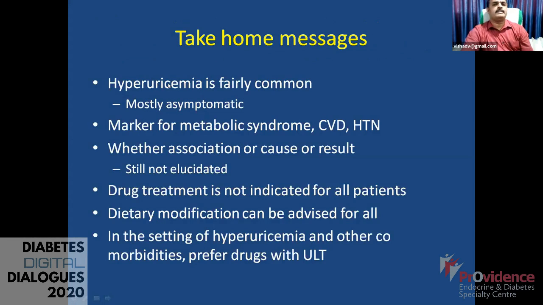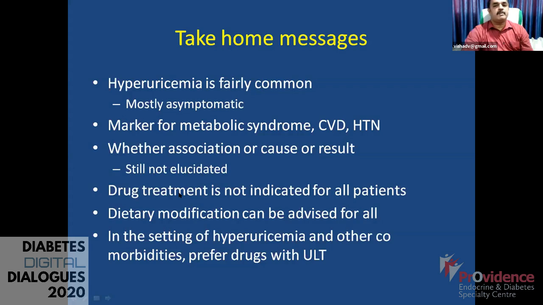So coming to the take-home messages, hyperuricemia is a fairly common complaint. It's mostly asymptomatic. And hyperuricemia is a marker for metabolic syndrome, cardiovascular diseases, and hypertension. Whether this is an association, because both of them coexist due to a common genetic or metabolic background, we are not sure, or whether the hyperuricemia is causing the metabolic syndrome or the metabolic syndrome is causing the hyperuricemia. Still, this is a $1 million question basically.